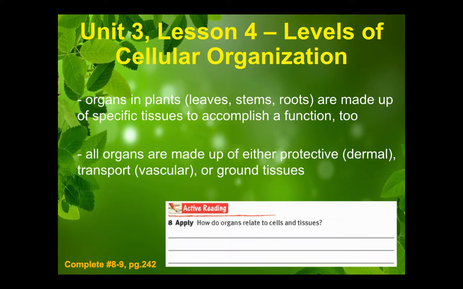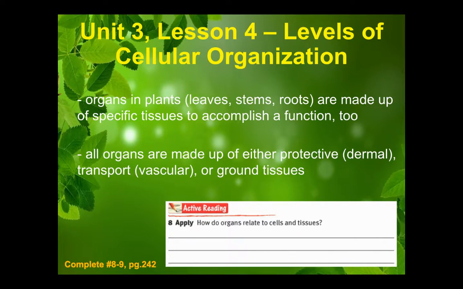The organs in a plant are made up of the 3 types of tissues in plants: protective, transport, or ground. Obviously, the protective is to protect the plant, transport is to move food and water around, and then ground is to keep it stable and provide what's necessary for photosynthesis.